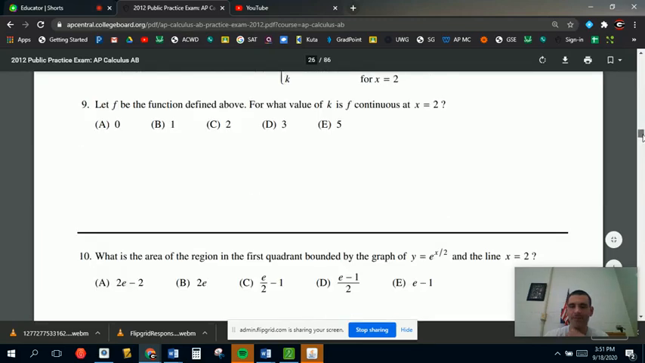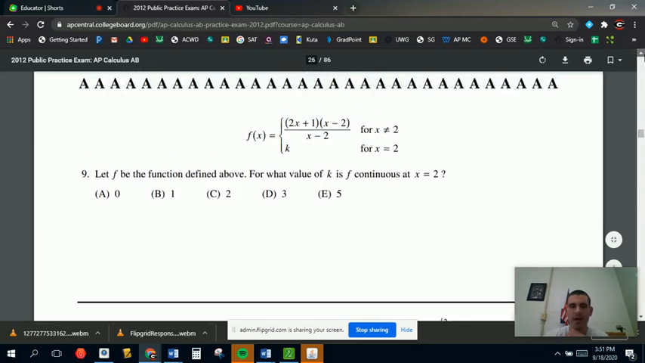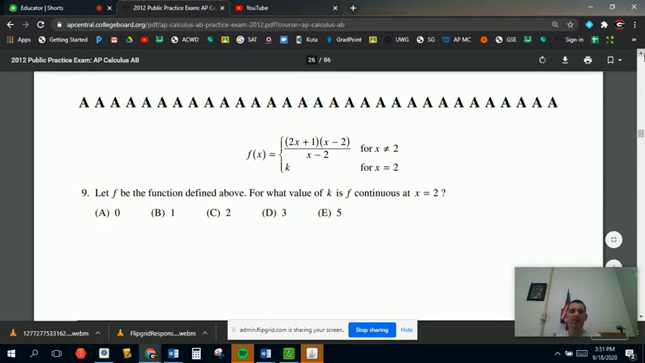All right, let's try number 9 here. Number 9. So we have a piecewise function. It says let f be the function defined above. For what value of k is f continuous at x equals 2? And you see this a lot when you study continuity.